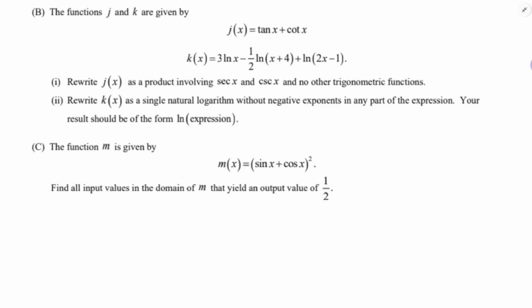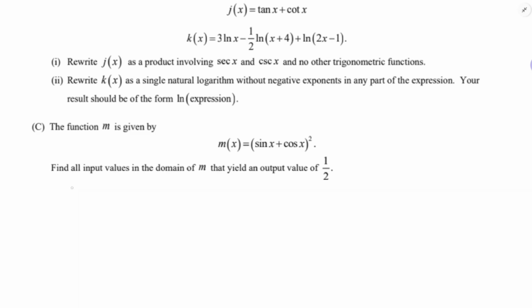Okay, part B has got functions j and k, and we're going to write j is a product involving secant and cosecant. Okay, that's interesting. Tangent plus cotangent. What we should probably do here is write these in terms of sine and cosine, and just who knows what to do from there. But tangent plus cotangent is going to be, I'm working B1 here. Cotangent is cosine over sine.